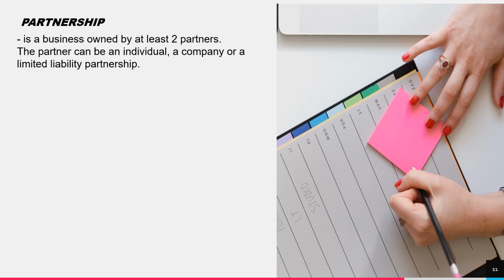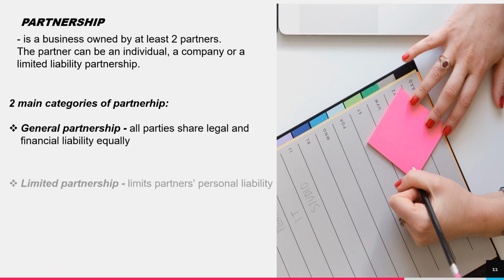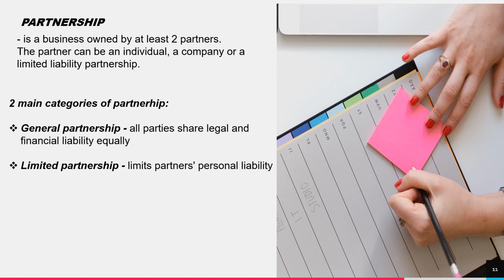So partnership can be any endeavor undertaken jointly by multiple parties. The parties may be governments, non-profits, enterprises, businesses, or private individuals. The goals of a partnership also may vary widely. There are two main categories of partnership, which are the general partnership and the limited partnership.